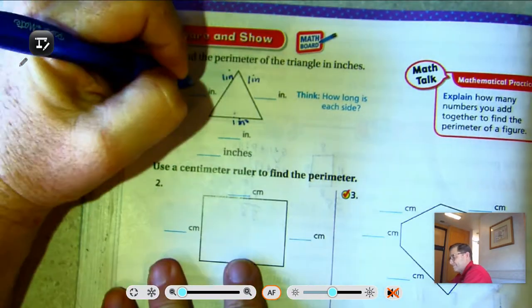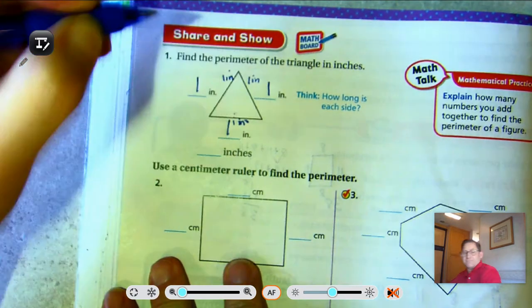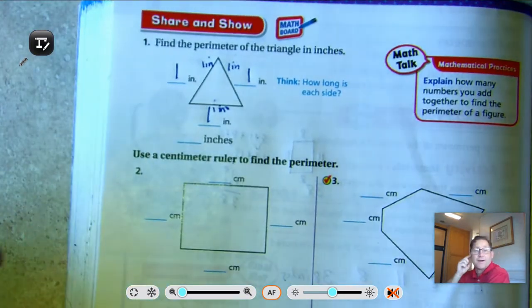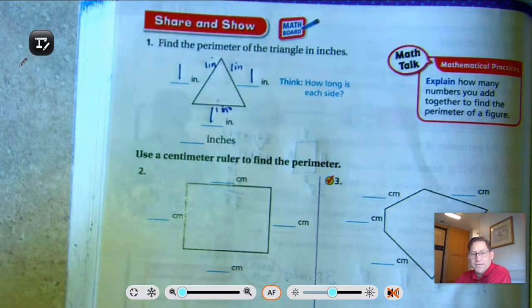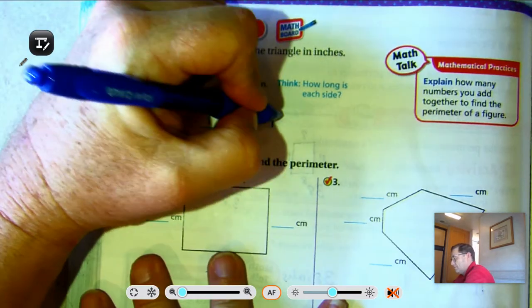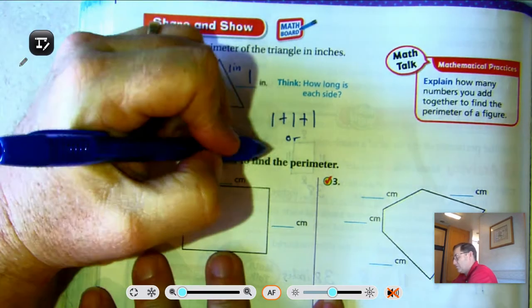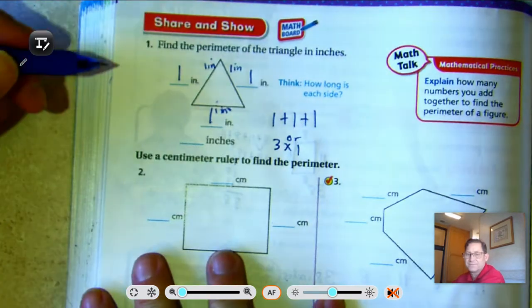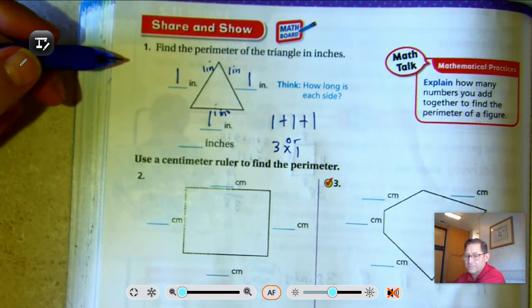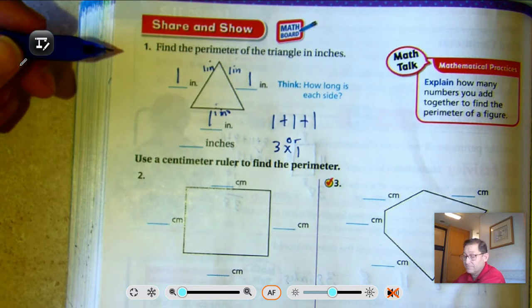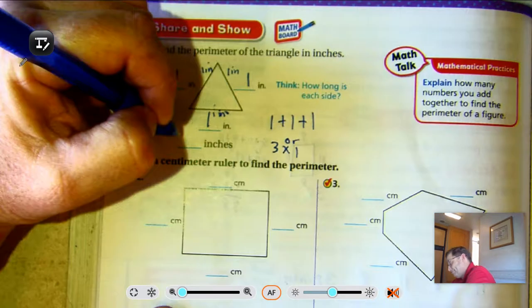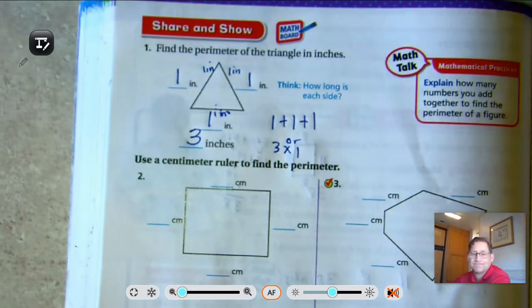Oh, silly me. I didn't even notice they had the lines there. Okay, anyway. So each line is 1 inch, right? So 1 plus 1 plus 1. Or, since all sides are equal, we could simply say 3 times 1. Not a difficult problem, though, right? 1 plus 1 plus 1 is 3. 3 inches. All right.